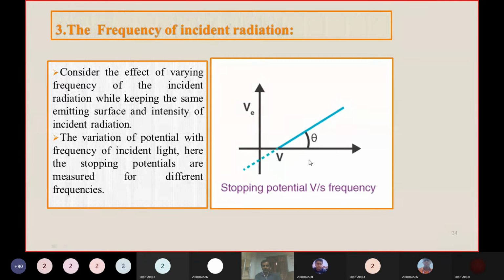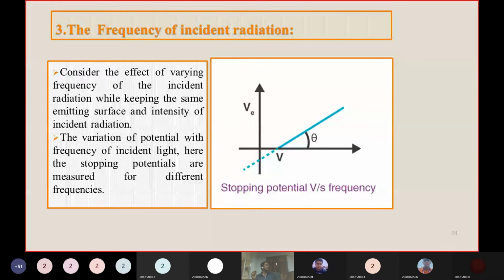Here I'm changing the frequency on the x-axis, and the stopping potential is on the y-axis. If you increase the frequency, the stopping potential increases. There is a minimum frequency required to emit the electron, and we call that the threshold frequency. That means a minimum energy is required to emit the electrons, and that is called the work function.